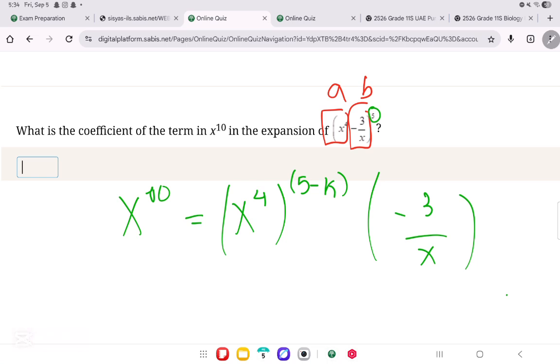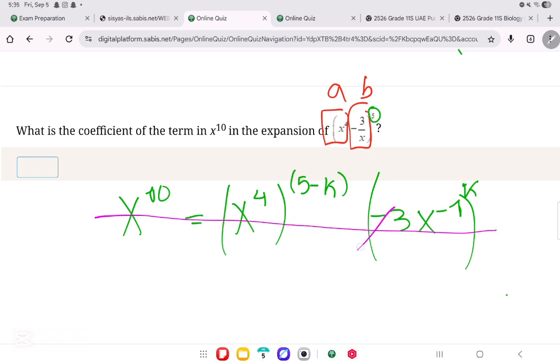Minus 3 over x to the power of k, right? Now, look what we're going to do. Whenever we have x in the denominator, we refuse to keep it in the denominator. Instead, we put it up in the numerator and change its sign, so x to the power of negative 1. Now, we're going to get rid of all of the x, including the number with x, and solve it as if we're solving an unknown variable equation.